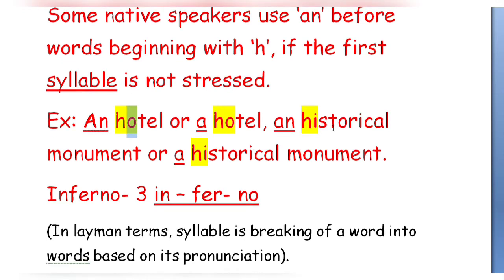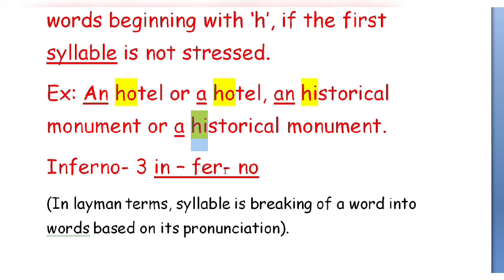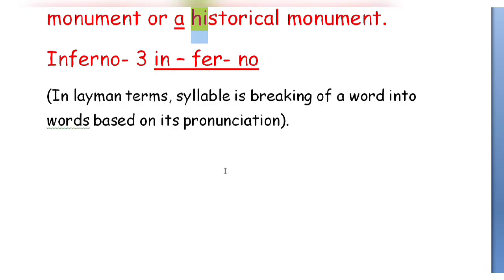Next. Here, HI is the first syllable. So, an historical monument. An historical monument. Now, when I stress the first syllable, it becomes a historical monument. So, this is how you use a or an. Next.